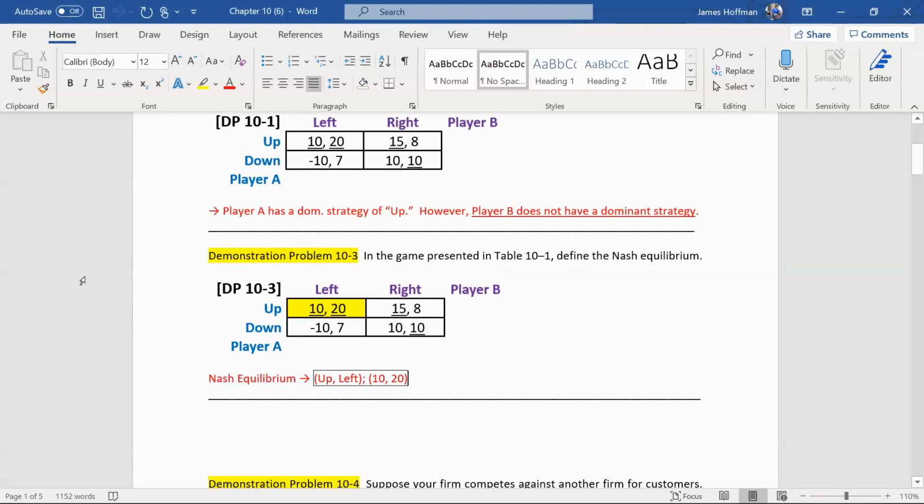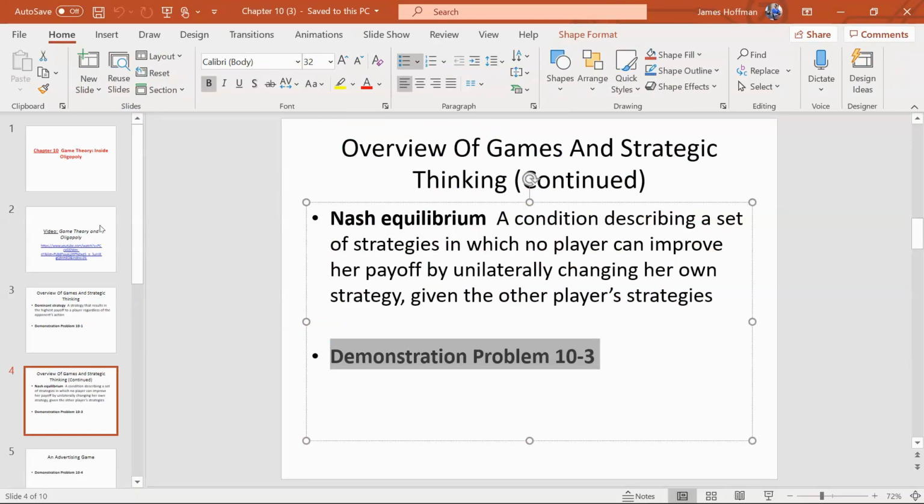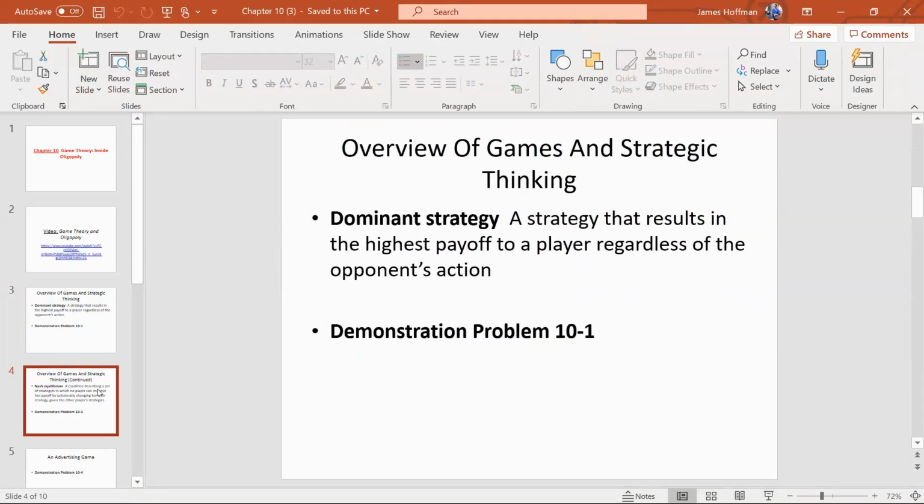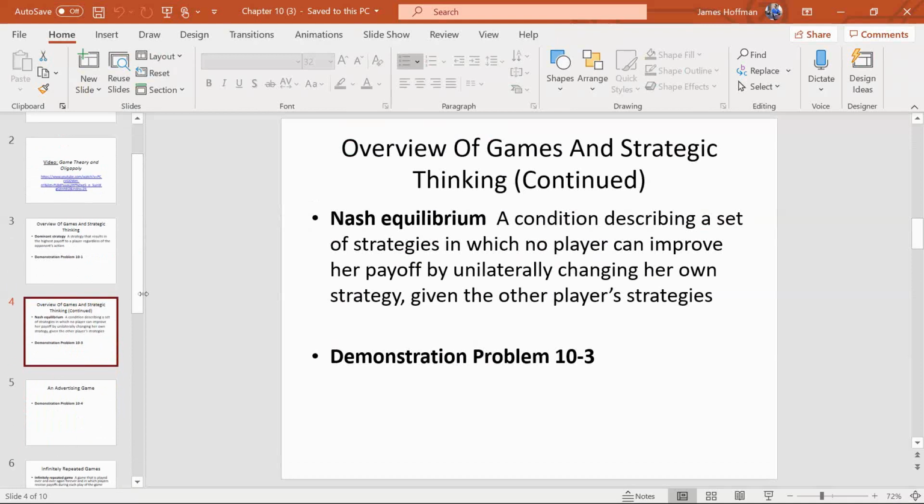All right, so the Nash equilibrium concept, everybody good on this? All right, let's keep going.